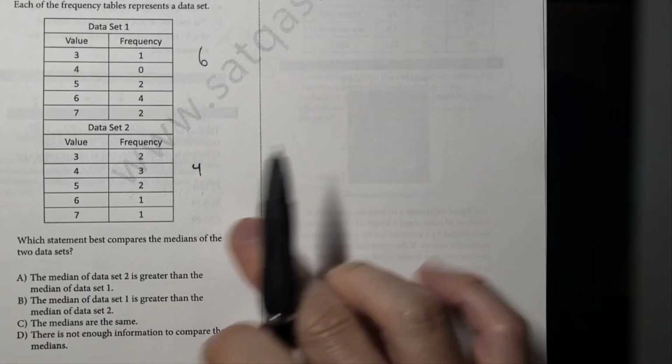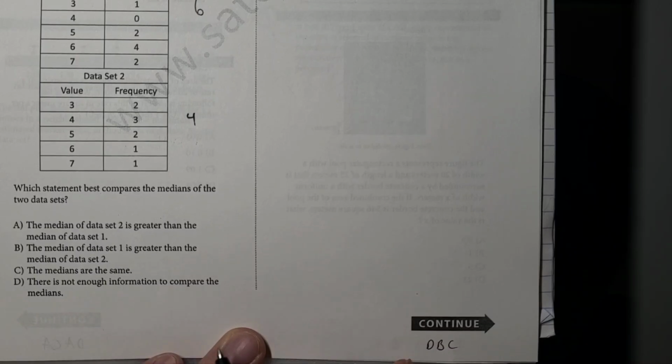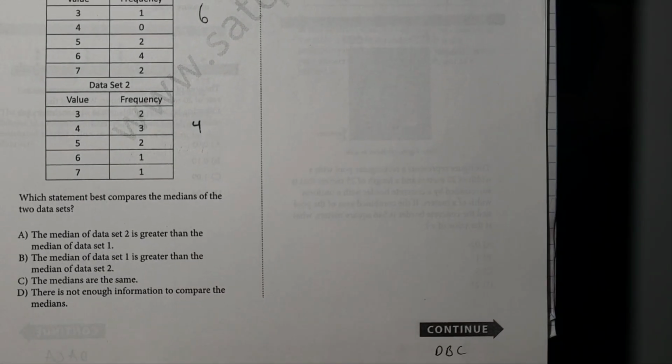Well, the median of data set 2 is less than, or data set 1 is greater than. So it should be that, but the answer says D though. There's not information to compare the medians. Frequency table. I don't think it's not enough. You can even compute the mean, technically.